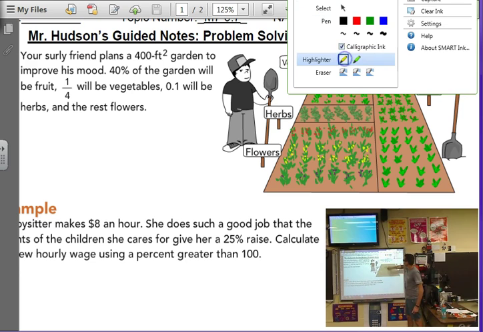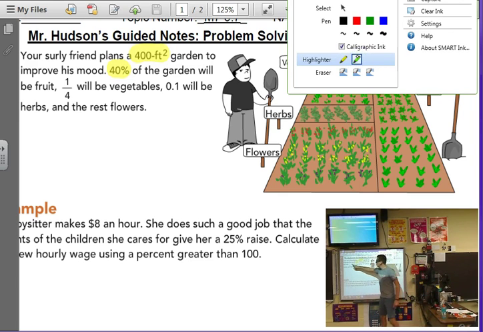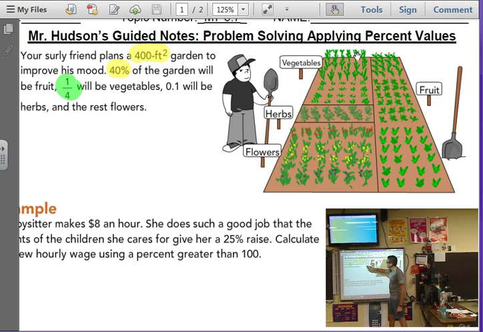Be honest. So, your surly friend, we talked about surly, it's that friend that's always kind of grumbly. He decides he can improve his mood if he takes up gardening. He has a 400 square foot garden where 40% of it is fruit. We then get told 1/4 of it is going to be vegetables and 1/10 of it will be herbs and the rest will be flowers. We don't even know how much is flowers.